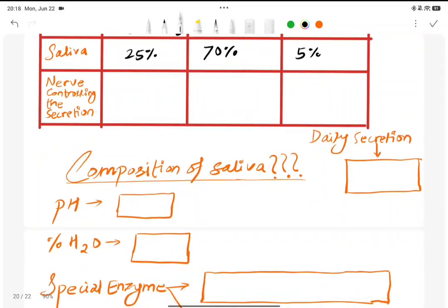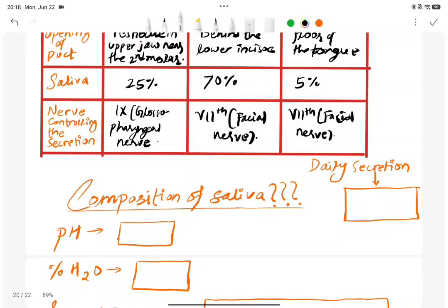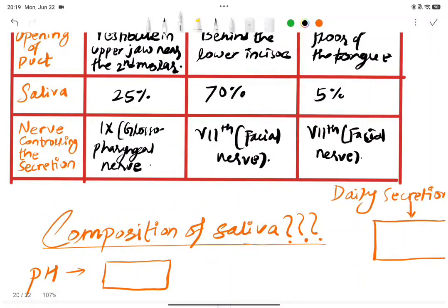And the nerve supply: this is the glossopharyngeal nerve, the ninth cranial nerve, and there's the facial nerve, which is the seventh cranial nerve. The glossopharyngeal nerve supplies the parotid gland, while the facial nerve supplies both the submandibular and the sublingual glands. Right?